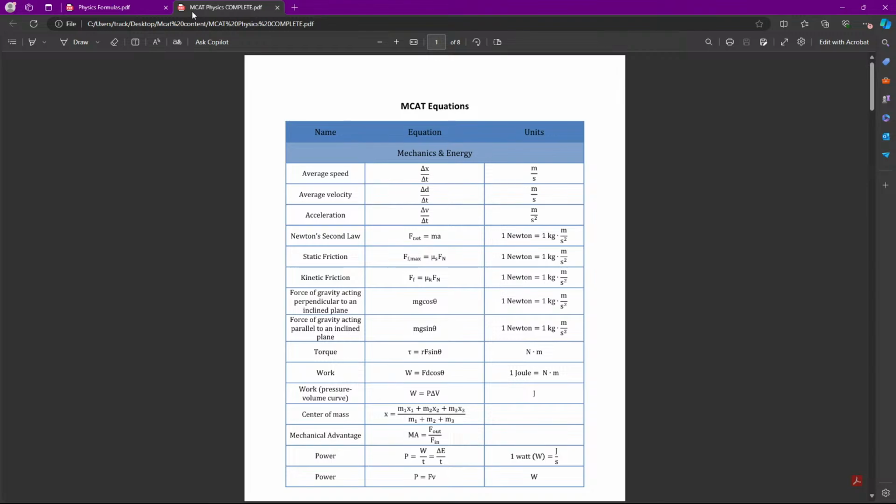Because I believe that the physics section on the MCAT is basically just if you know the equation, you can pull it out and figure out the problem if you have enough background.